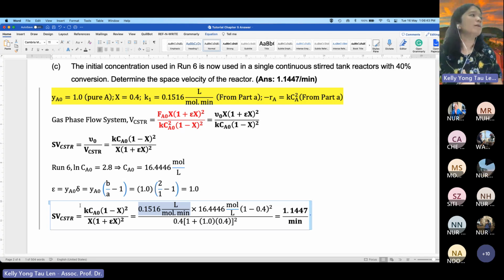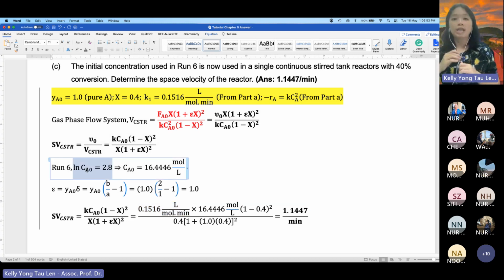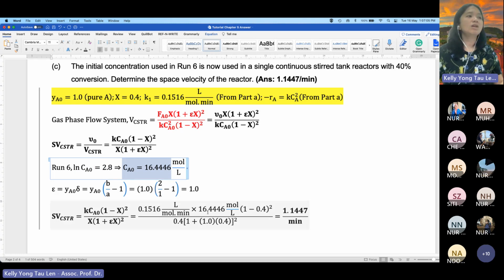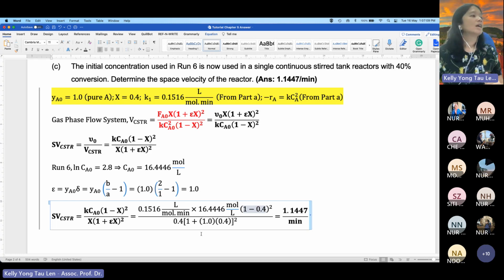And what about CA naught? So tadi dia kata CA naught was in run 6. So from the graph, run 6, ln CA naught sama dengan 2.8. Okay, so if ln CA naught sama dengan 2.8, CA naught equals to exponential 2.8. So you get your CA naught 16.4446. So CA naught settle. X was 0.4, so ganti X. Kat bahagian bawah, X again 0.4. And one more is epsilon.